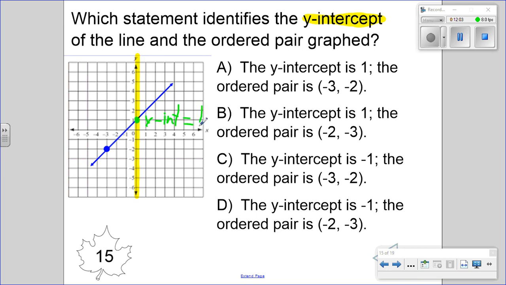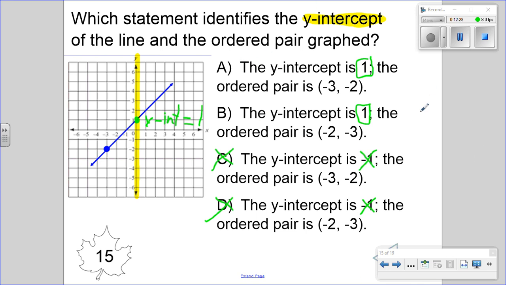Let's look at the choices and see which we can eliminate. A has the correct y-intercept. B has the correct y-intercept. C says -1, and we got an answer of +1, so I can eliminate C. D also says the y-intercept should be -1, but our answer was +1. So right away, just by finding the y-intercept, I narrowed it down to a 50-50 chance. It's either A or B.